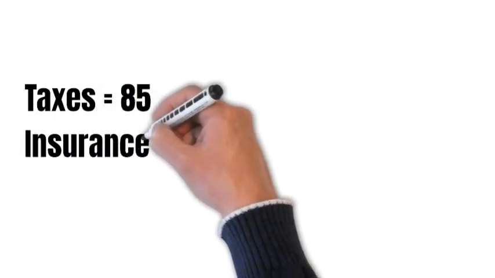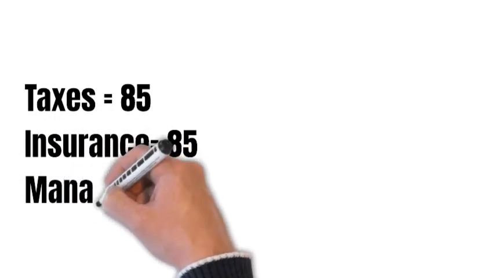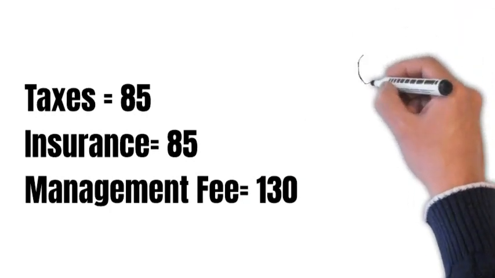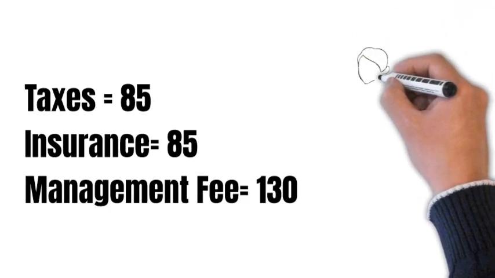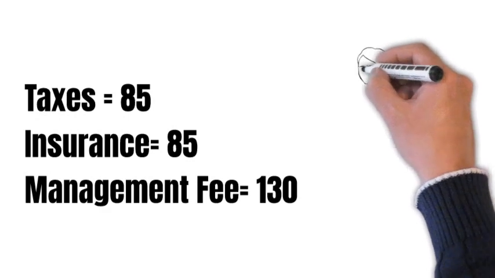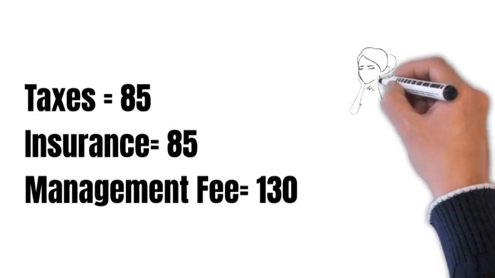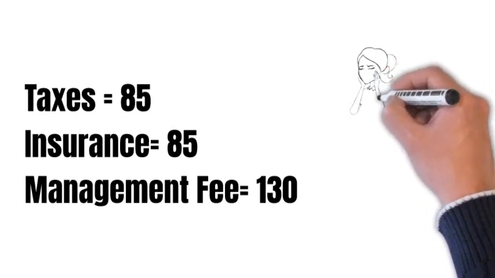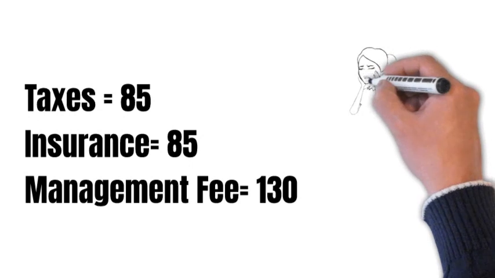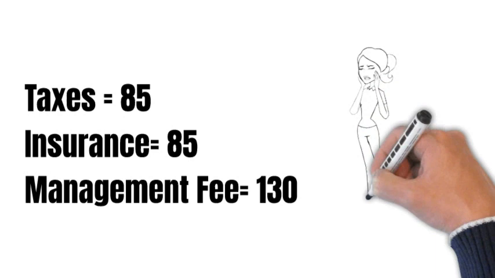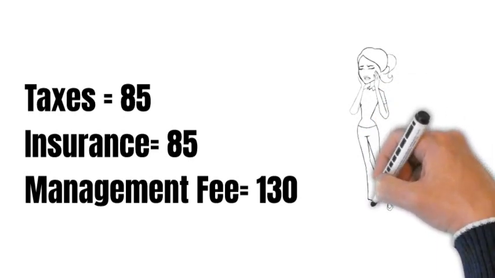Now we need to calculate what the additional holding costs are going to be for this property. We're not going to be worried about any utility costs. The tenants are going to be paying for everything on this one. But we will have to worry about our taxes, insurance, and the management fee associated with the property. Looking at the county records, we found that the taxes equaled about $85 a month. We also found, by the quote from the insurance company, that we're going to be paying about $85 a month in insurance. The property management fee was 10%, so another $130 in fees there.